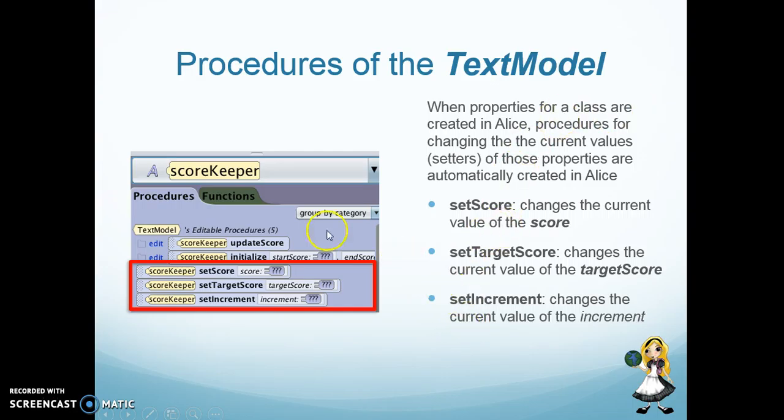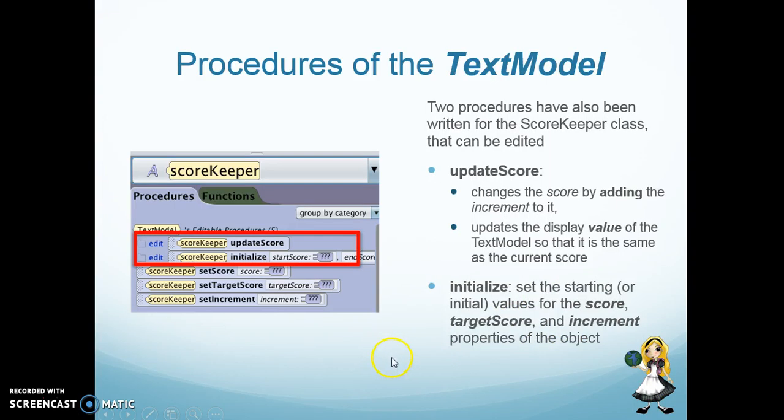Then we have some other procedures that come along with this thing called Scorekeeper. Those are basically 3 methods: set score, set target score, and set increment. Set score changes the value of the score, if that makes sense. Set target score changes the current value of the target score. I'll show you in the game, that'll make a little bit more sense. And then set increment is how much you want it to increment by, how much you want it to go up by.